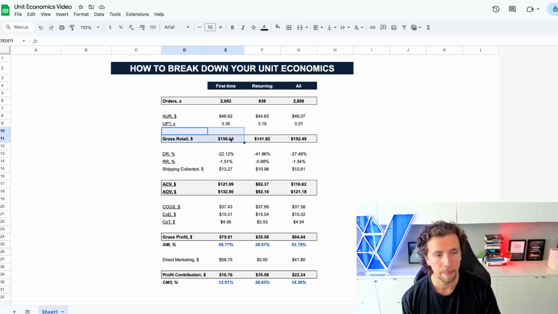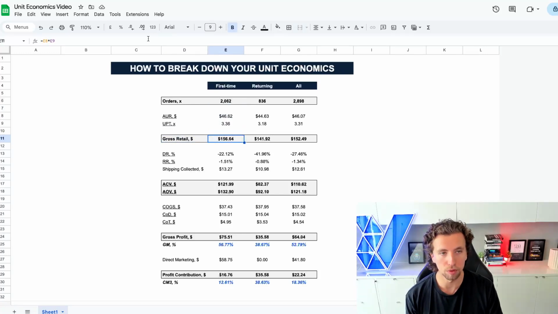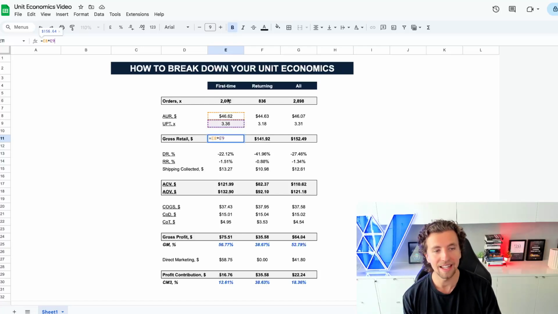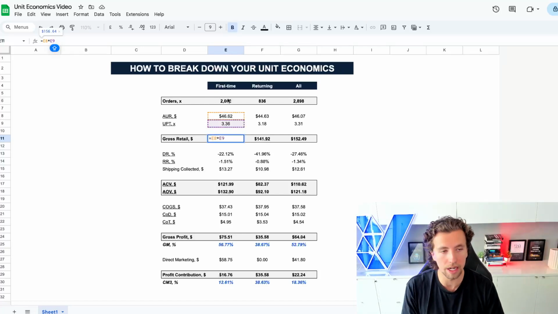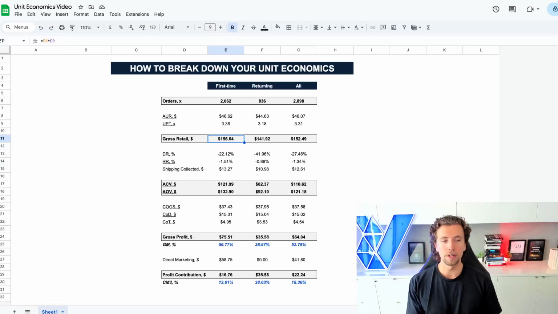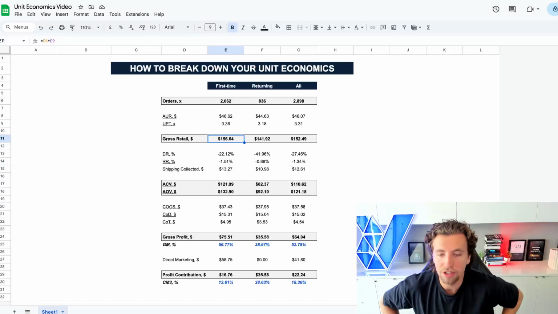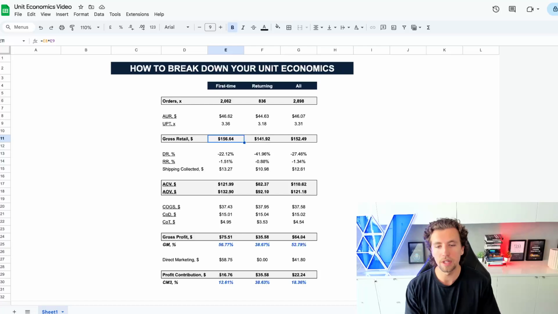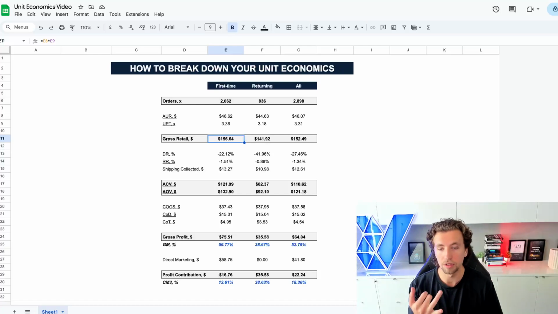Now from there, we're calculating gross retail. Gross retail is not average order value. It's not average customer value. It is average unit retail times units per transaction. Now, it's important to understand gross retail because this is essentially your effective pricing before you start to layer in discounts, returns, and then also add shipping collected that is collected at checkout.